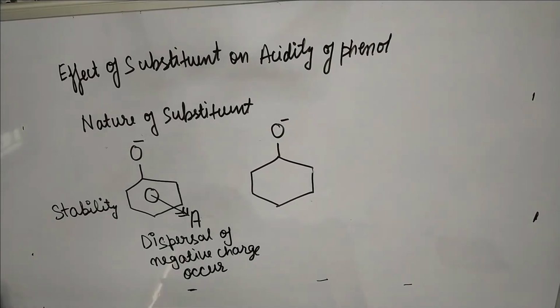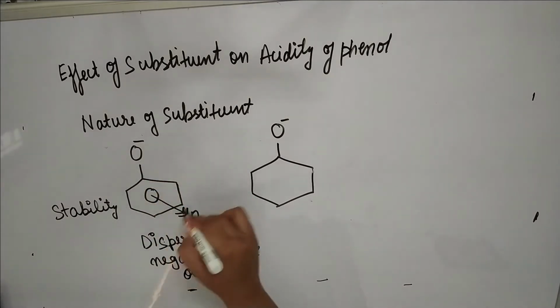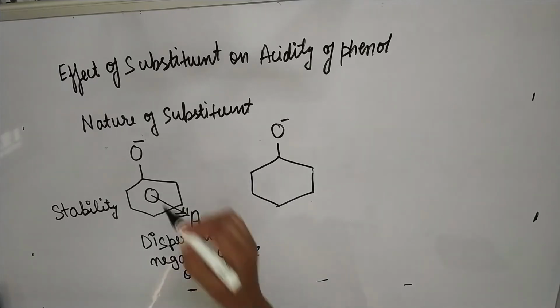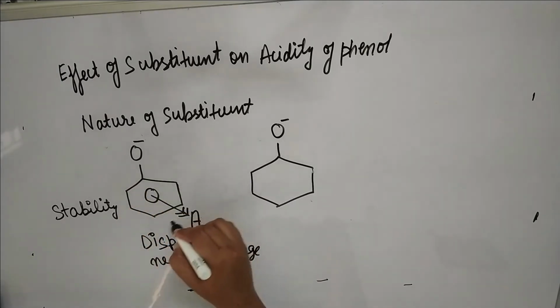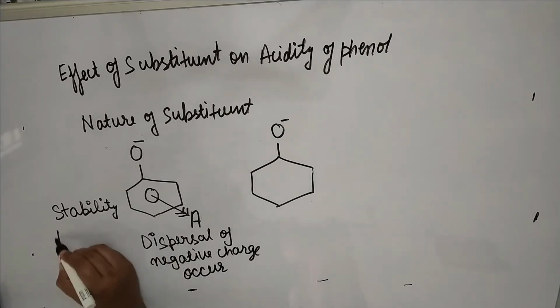So how does it increase the stability? As we know, electron withdrawing groups withdraw the electrons from the ring and decrease the overall negative charge which is present on the phenoxide ion. When the negative charge is stabilized or dispersed, it causes the stability of phenoxide ion. When the stability of phenoxide ion increases, it increases the acidic character.